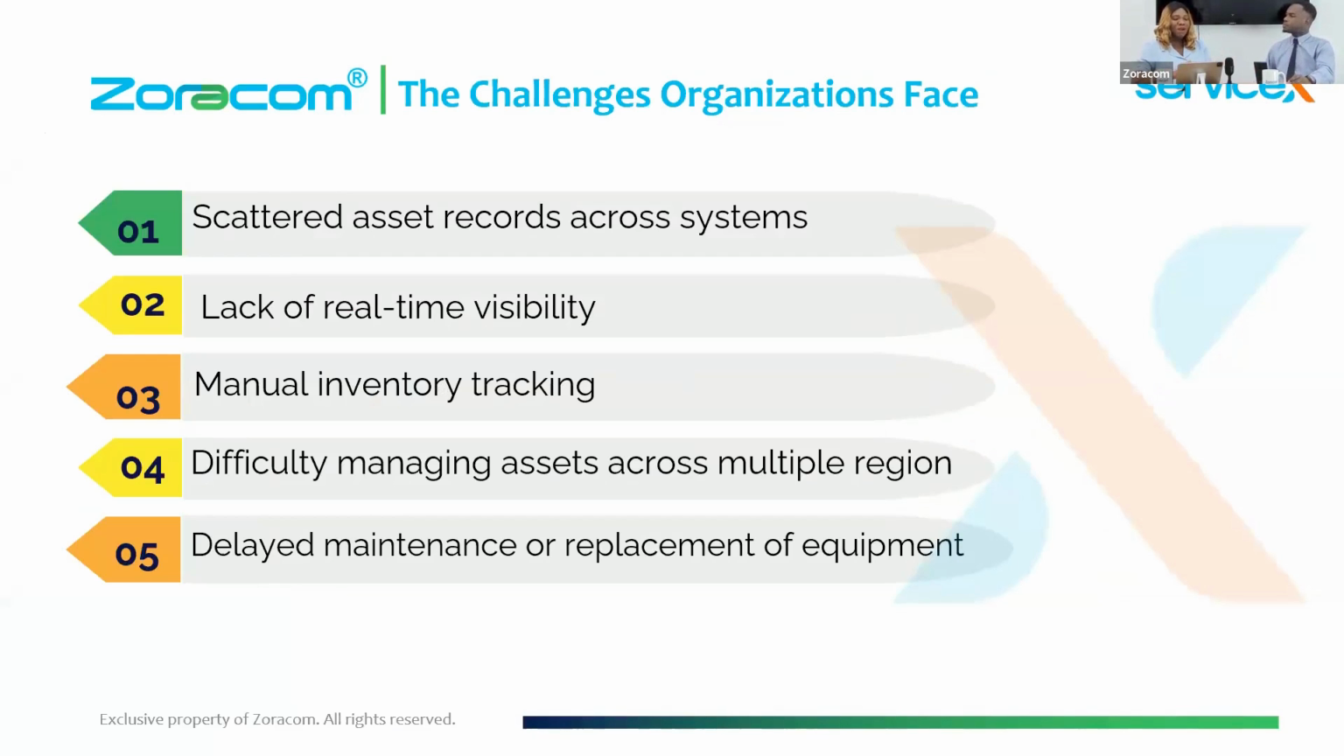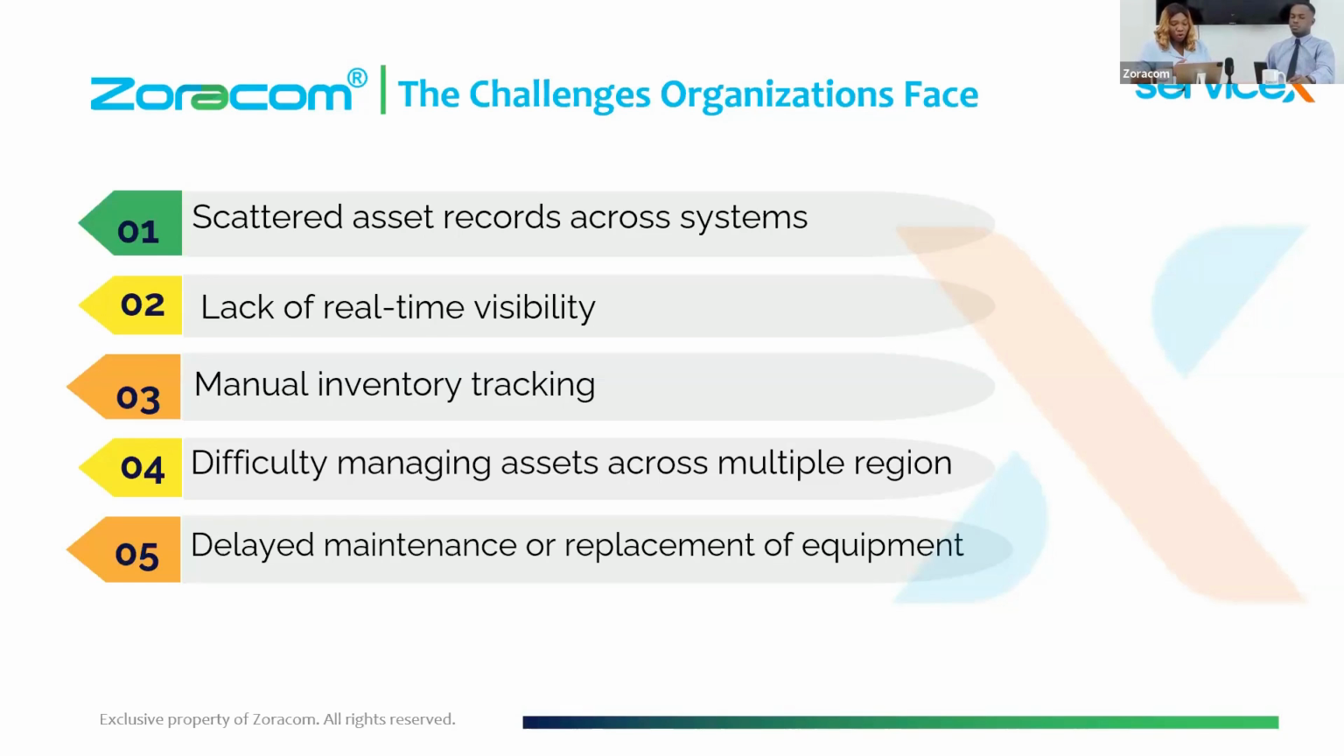Because of this, there is often a lack of real-time visibility. It becomes difficult for these teams to answer some simple but critical questions. What assets do we currently have? Where are they located? Are they available or already assigned? Another challenge is manual inventory tracking, which is prone to human errors. Assets may be deployed but not updated in the system immediately, and that can lead to inaccurate records.